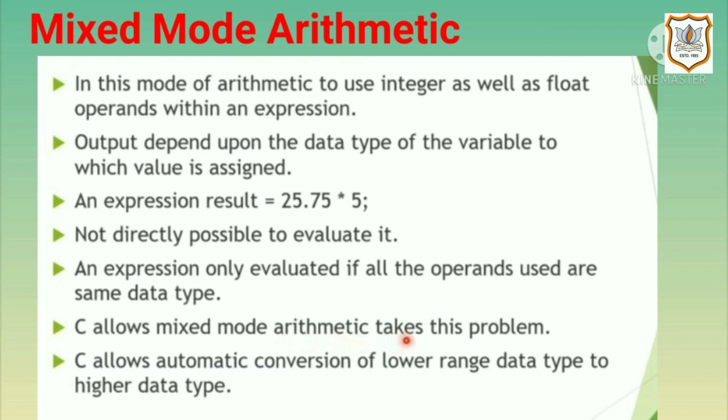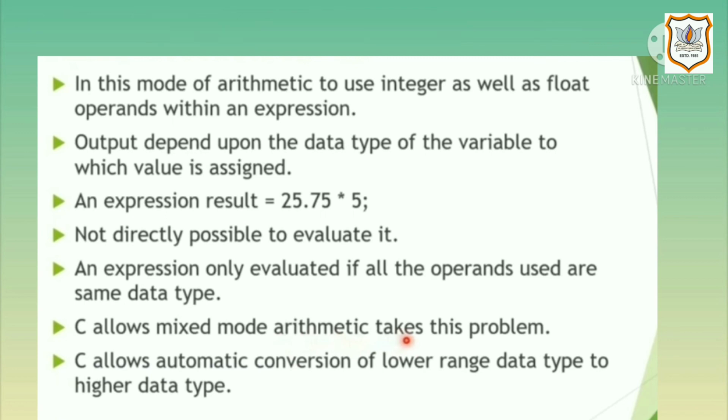An expression: result equal to 25.75 multiply 5 semicolon. It is not directly possible to evaluate it. An expression can only be evaluated if all the operands used in it are of the same data type. C allows mixed mode arithmetic. Take this problem. C allows automatic conversion of a lower range data type to a higher data type.